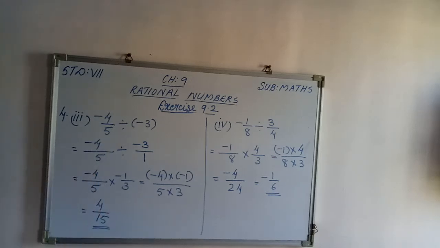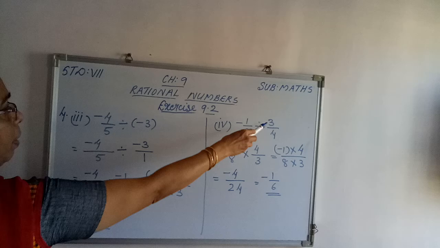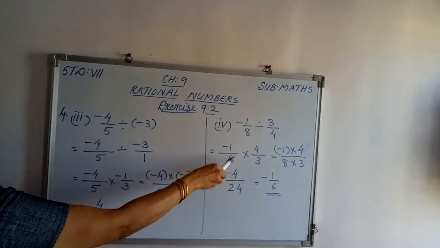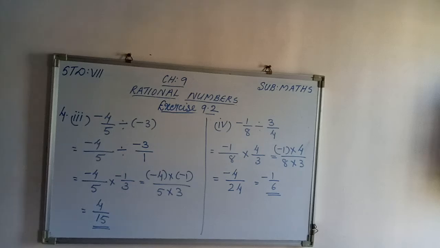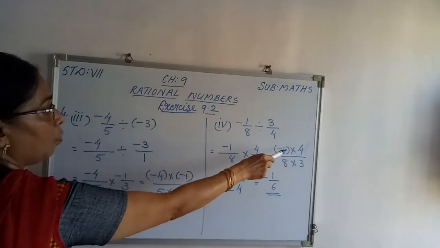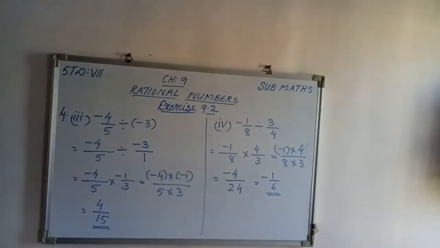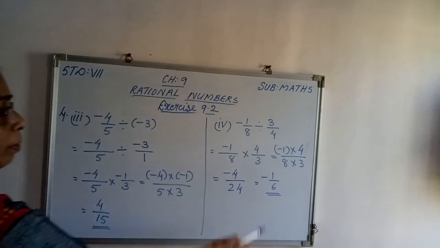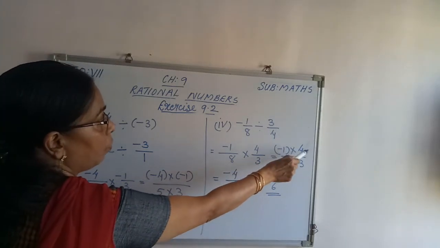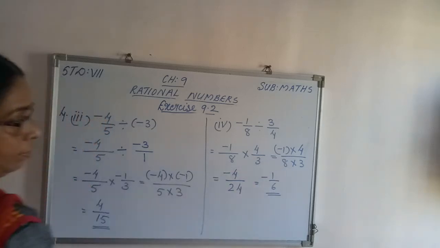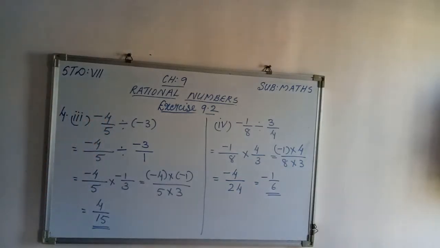Fourth one. Minus 1 upon 8 divided by 3 upon 4. Minus 1 upon 8 multiplied by the reciprocal, 4 upon 3. Then minus 1 into 4 upon 8 into 3. Minus 4 upon 24, the simplest form, minus 1 upon 6. If you want, here also you can simplify. 4 ones are 4, 4 sixes are 24. Then also you will get minus 1 upon 6.